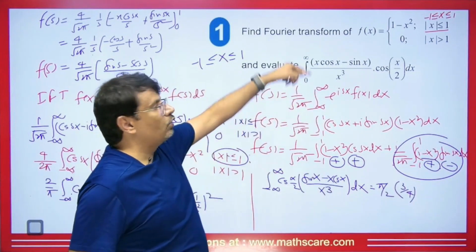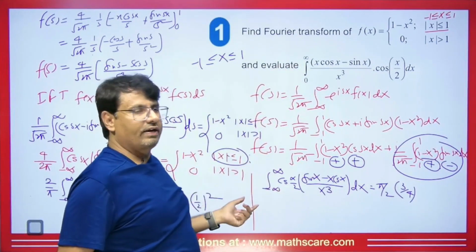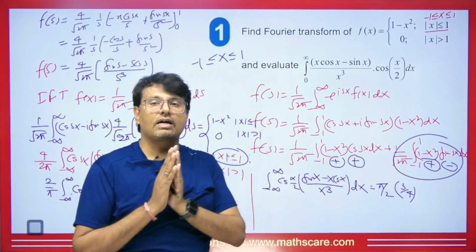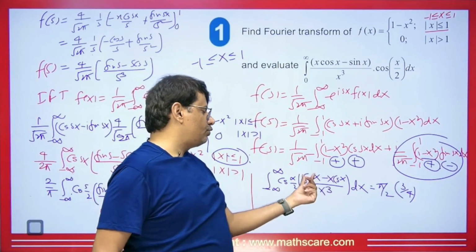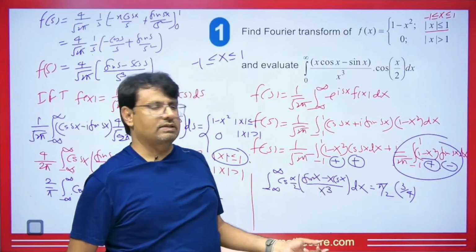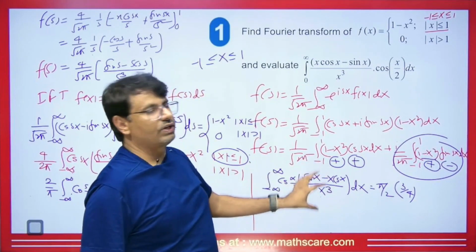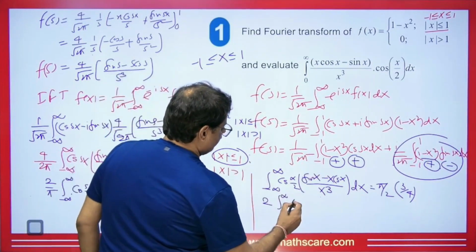We are asked for 0 to infinity, while this is minus infinity to infinity. Therefore we will make it twice of 0 to infinity, as this function is becoming even. So this is even. Here the numerator is odd and the denominator is also odd, so odd divided by odd gives us an even function. Clear? Since this entire function is even, we will make it twice, twice of 0 to infinity.